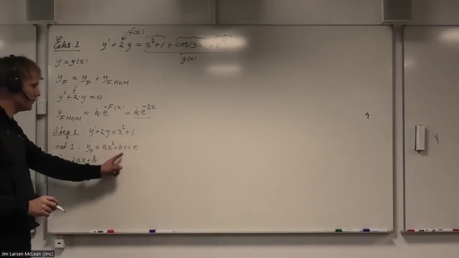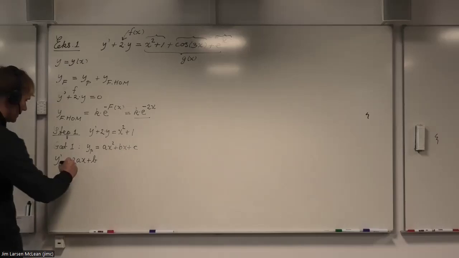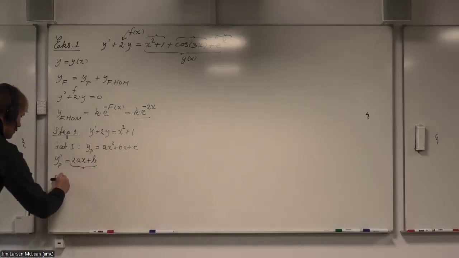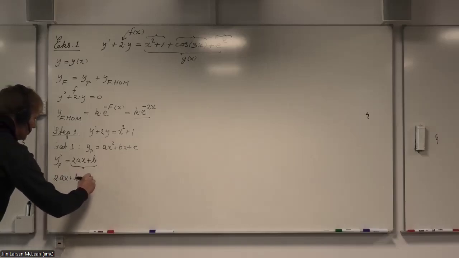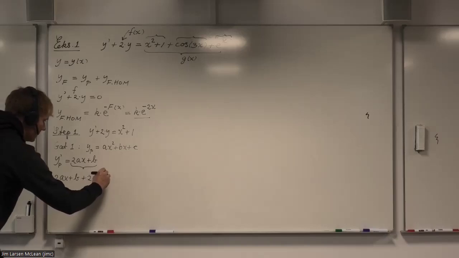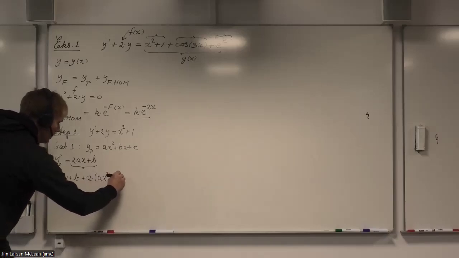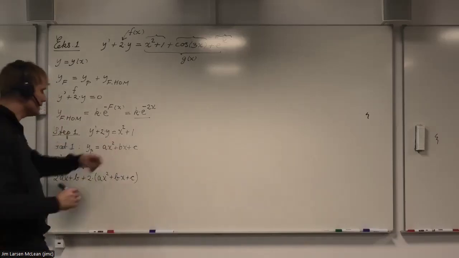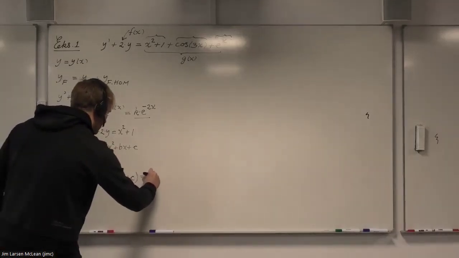Since that's how you differentiate ax squared plus bx plus c. So now I insert this into the y prime place. So I get 2ax plus b plus 2 times y, but y was x squared, plus b times x plus c. Like that. And I need this to equal x squared plus 1 for any value of x.